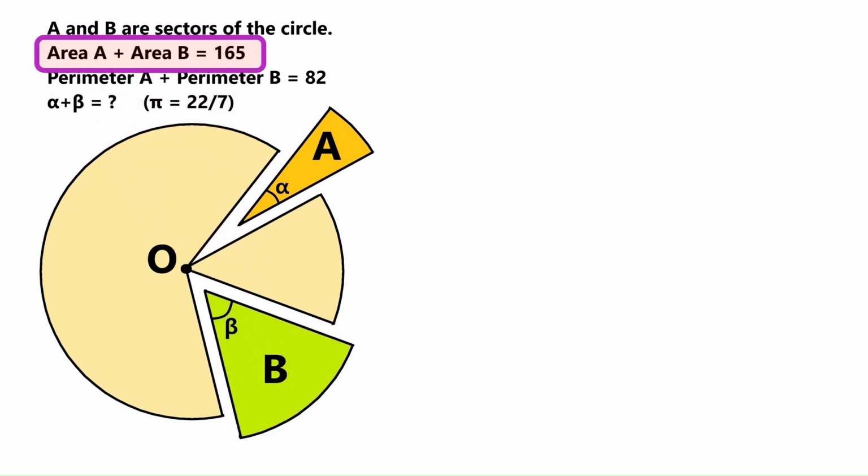We know that the combined area of sector A and sector B is 165, and that the sum of their perimeters is 82. We do not know the radius of the circle whatsoever, and we need to find the value of alpha plus beta, that is the sum of this angle here and this angle here.